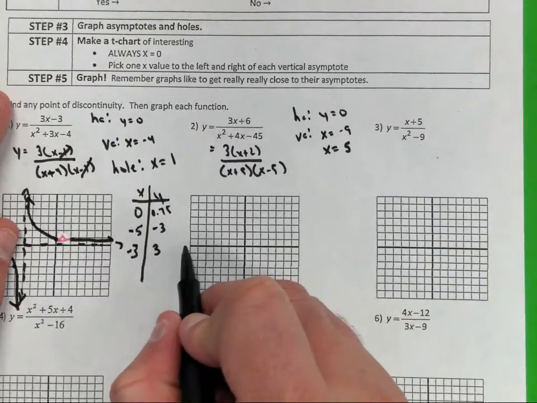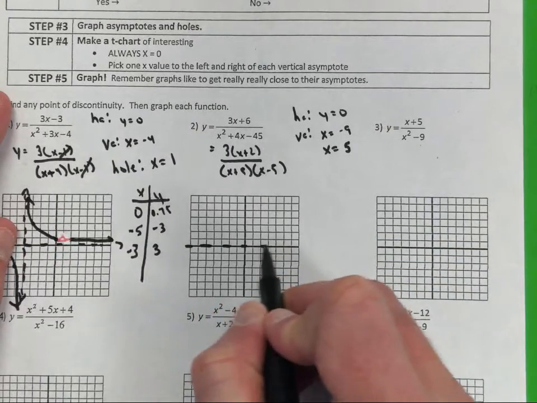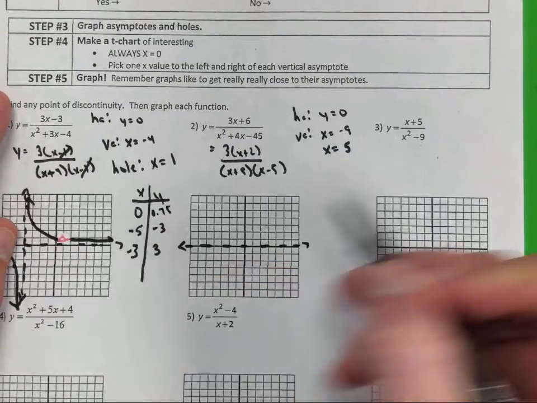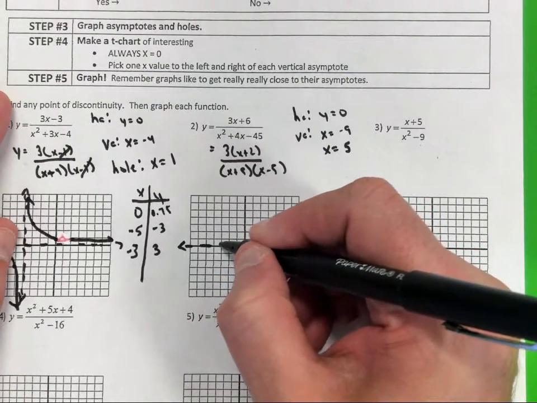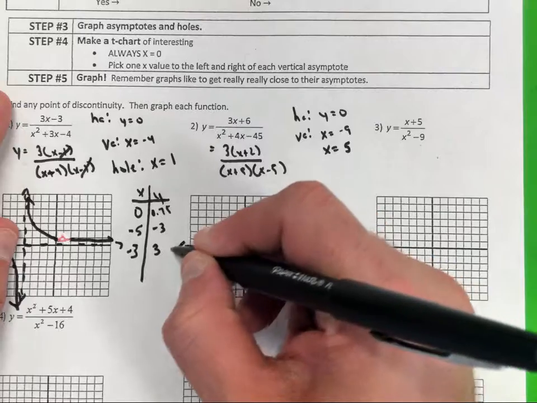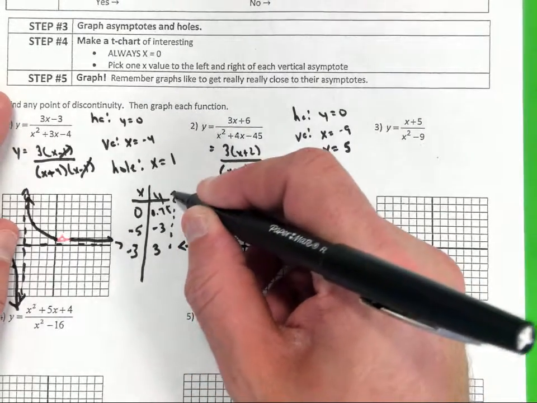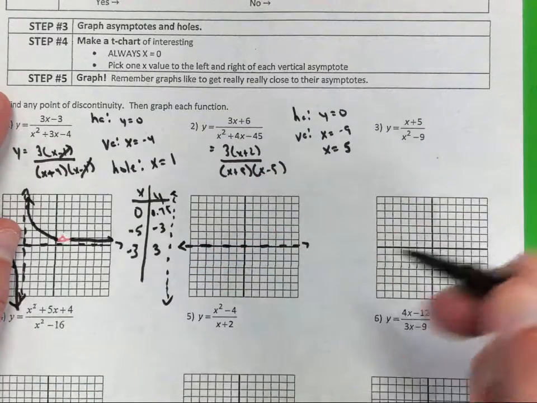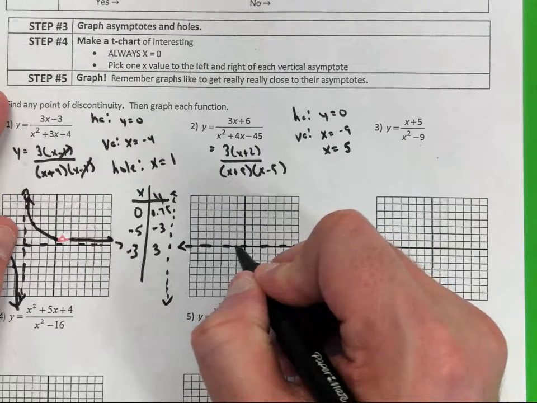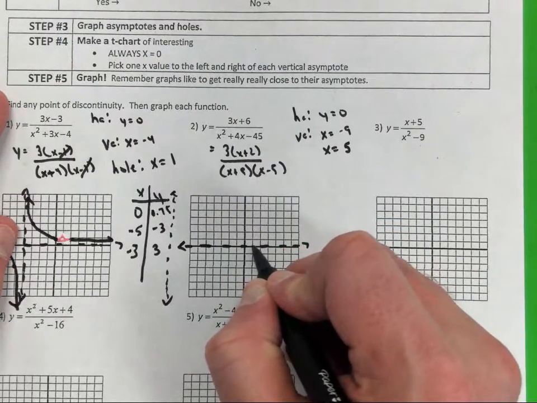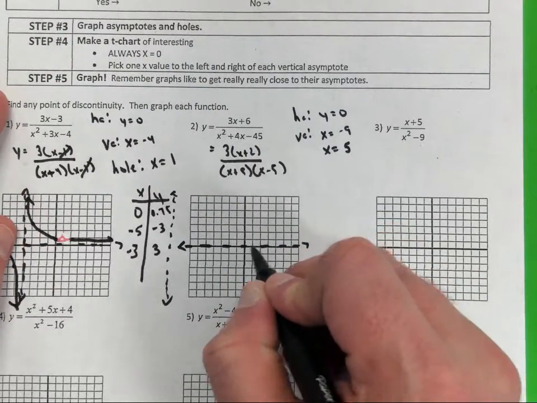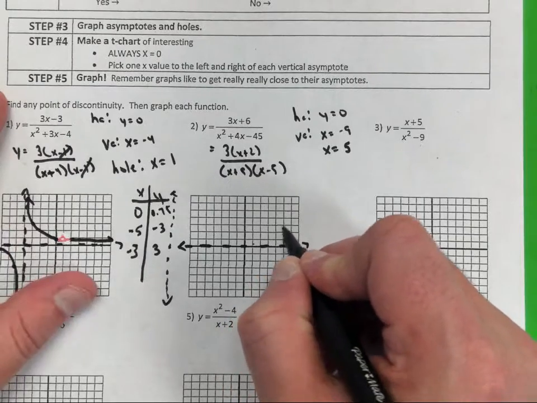Alright, so I'm going to graph this. 1, 2, 3, 4, 5, 6, 7, 8. I got one over here somewhere. My graph's not big enough. And then x equals 5, 1, 2, 3, 4, 5, 1, 2, 3, 4.